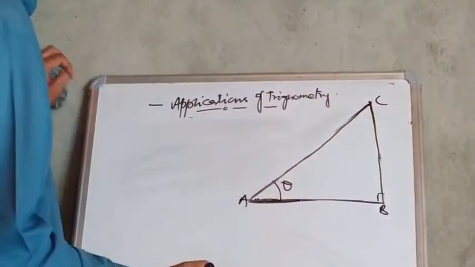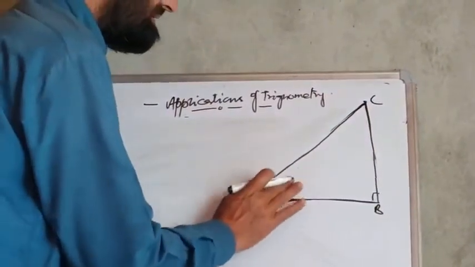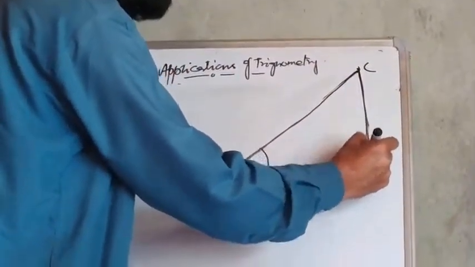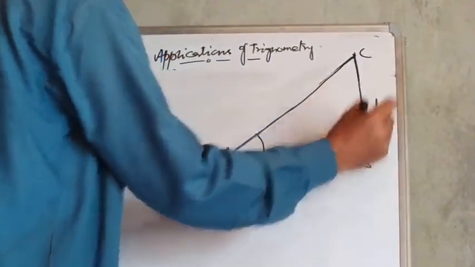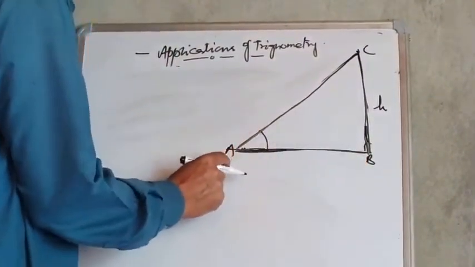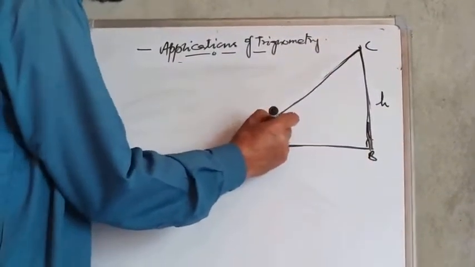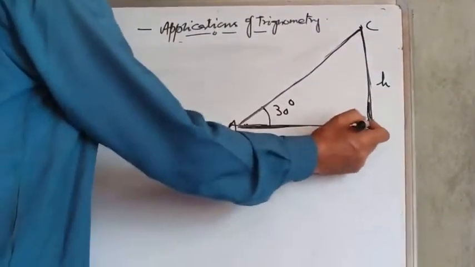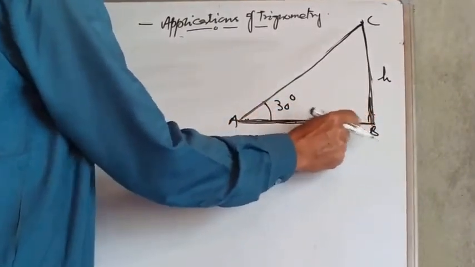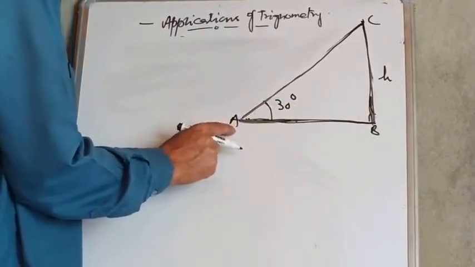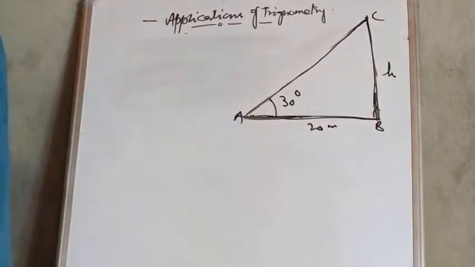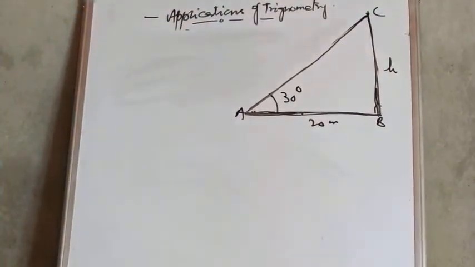And now here, suppose BC is a tree. Let the height of the tree be h. And your eyes make an angle here at point A, suppose this is 30 degrees. This baseline or horizontal line from the foot of the tree to the point of observation, suppose this is 20 meters. Now you have to find the height of the tree. Now see how easy this is.